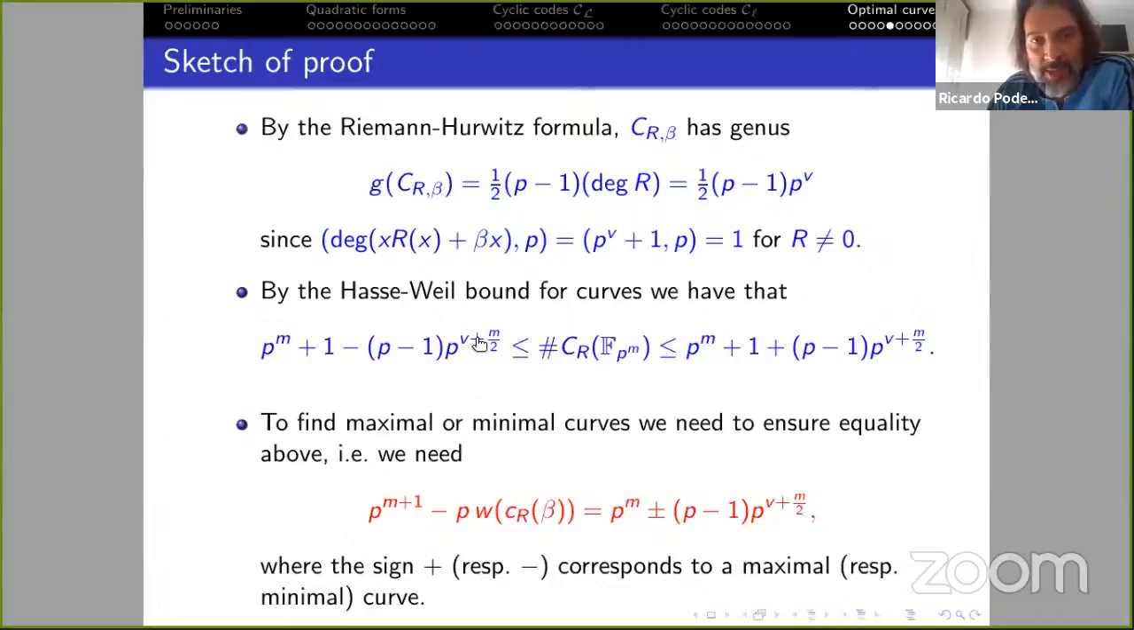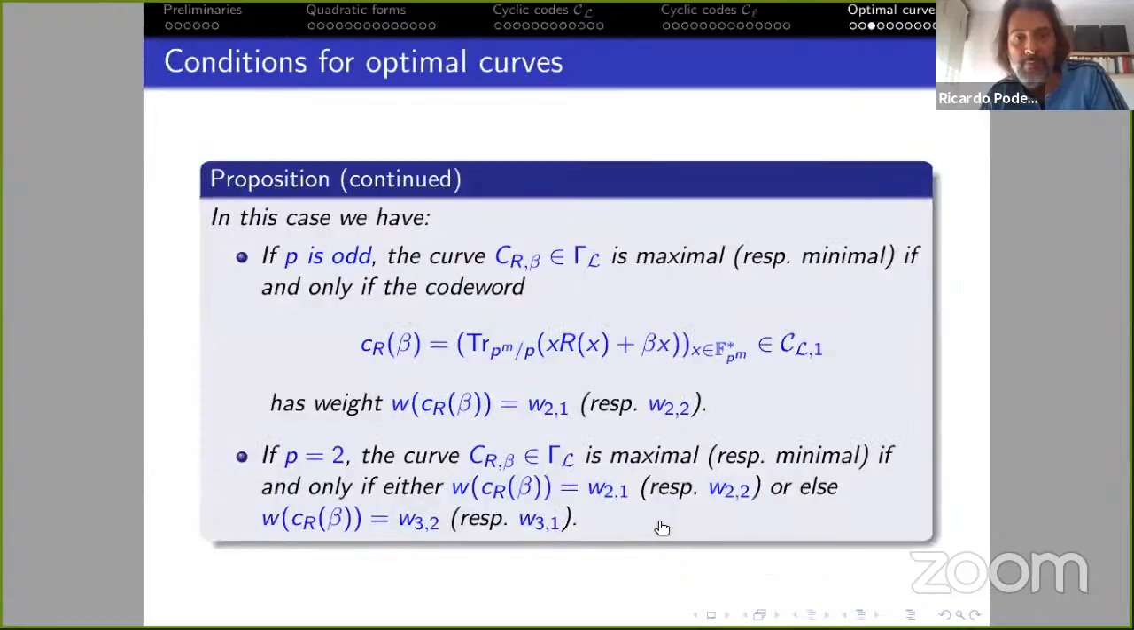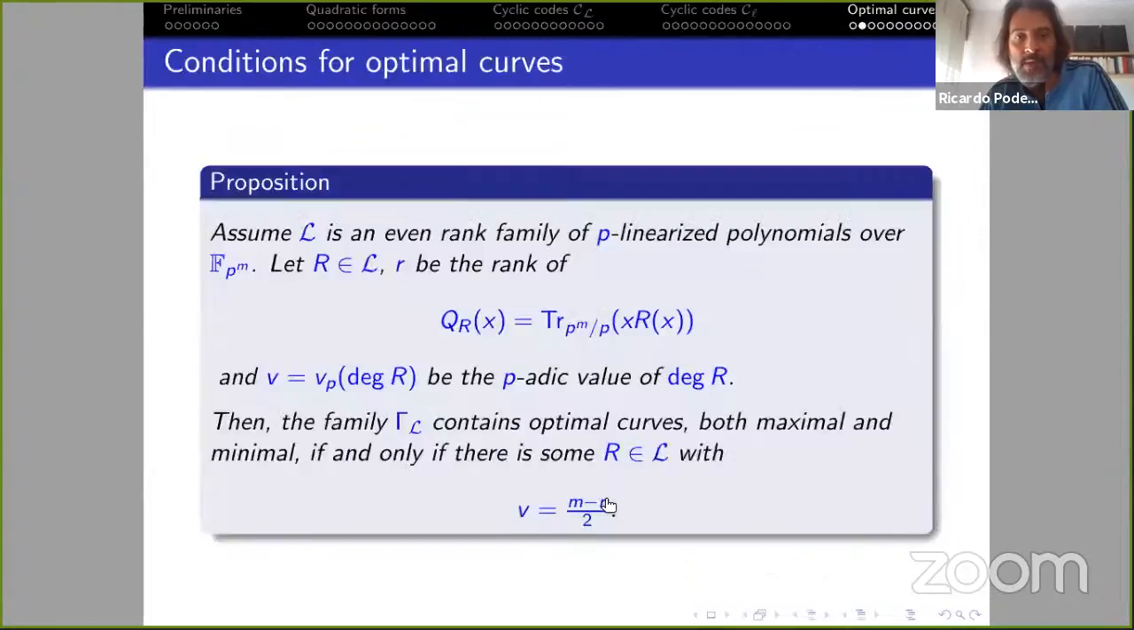The only possibility here is that we arrive at equality here. We arrive at these expressions, and this can only happen if V is of this form. Okay.